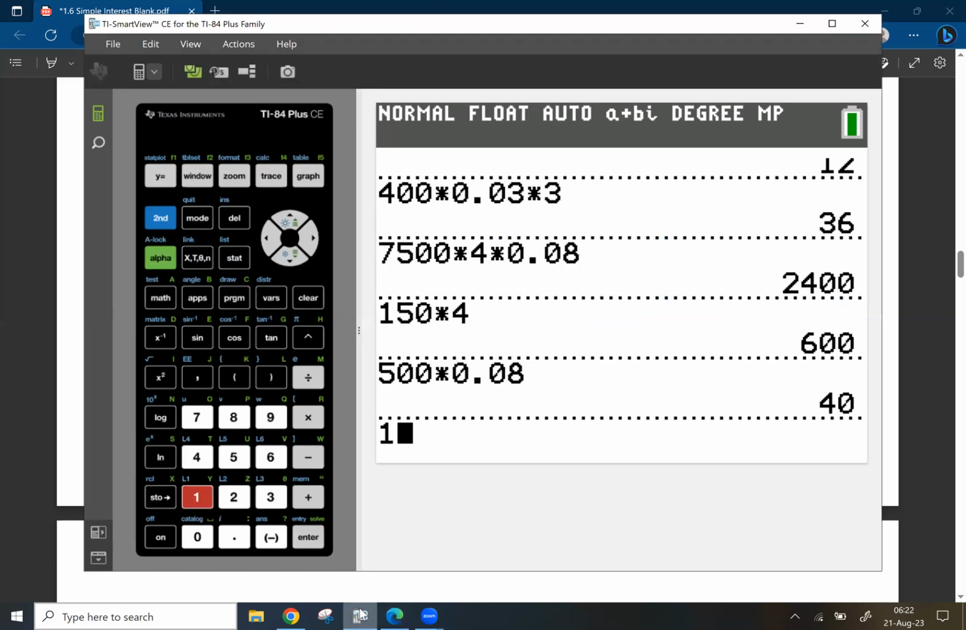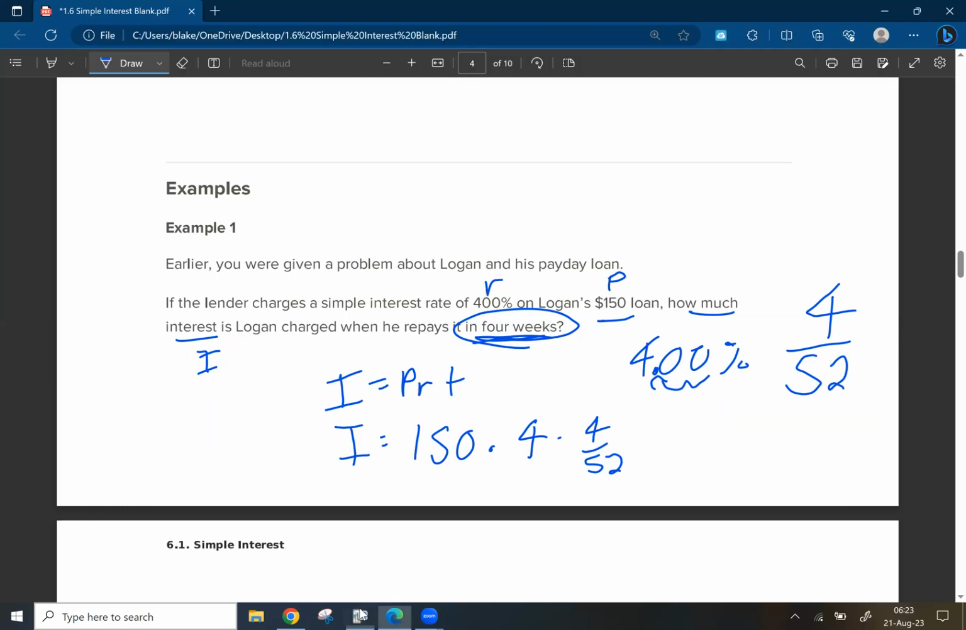So let's go rework that problem real quick. Times 4, times 4 over 52. And so this is $46.15. So this is the interest that's accumulated, which is the question that was asked: how much interest is Logan charged? So it's not as bad as we thought. And I think that's because he's paying it off in 4 weeks rather than a whole year later. If he paid it off a whole year later, you saw what happened. He'd be paying $600.